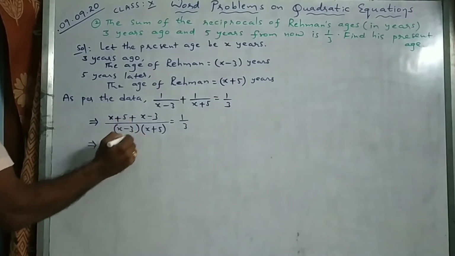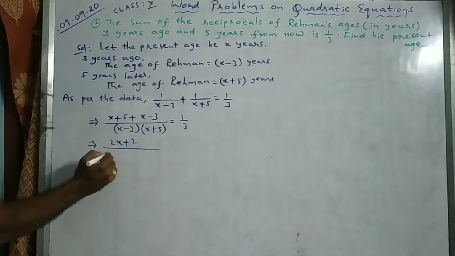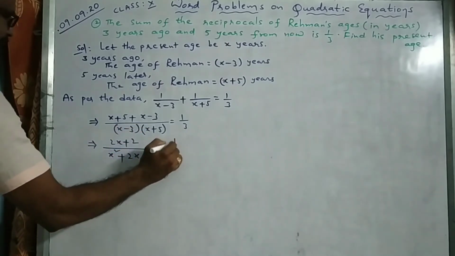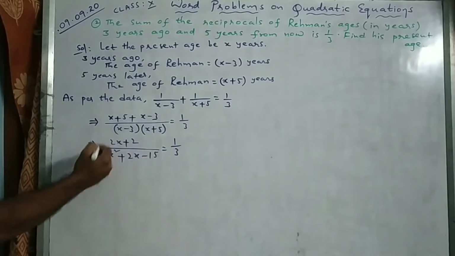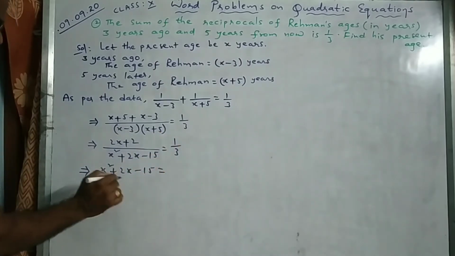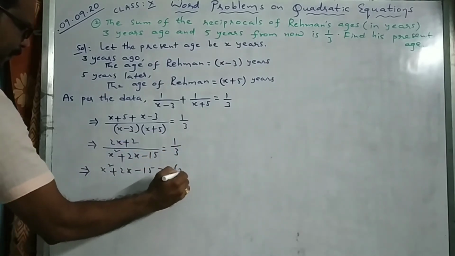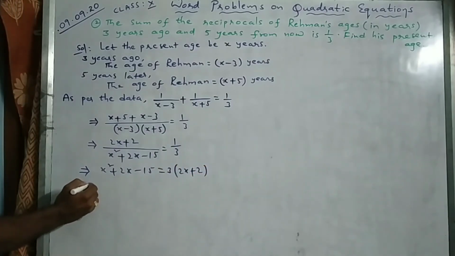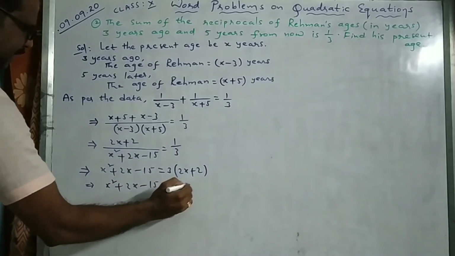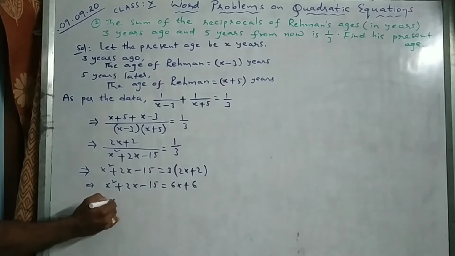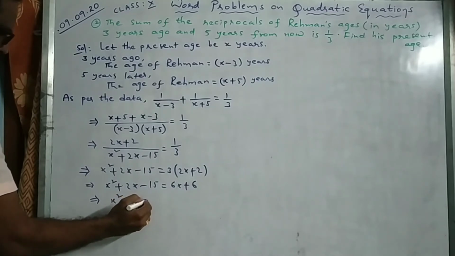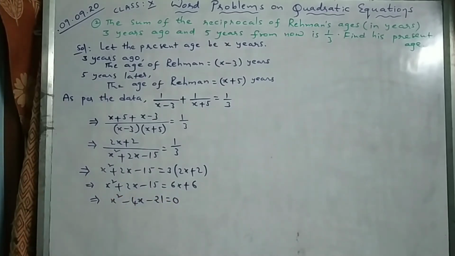So 2x plus 5 minus 3 is 2x plus 2. Multiply this out: x square plus 5x minus 3x, 5 threes are 15. Cross multiply: x square plus 2x minus 15 into 1 means 1 only. So 3 into 2x plus 2. X square plus 2x minus 15 equal to 6x plus 6. So x square plus 2x minus 6x minus 4x minus 21 equal to 0.